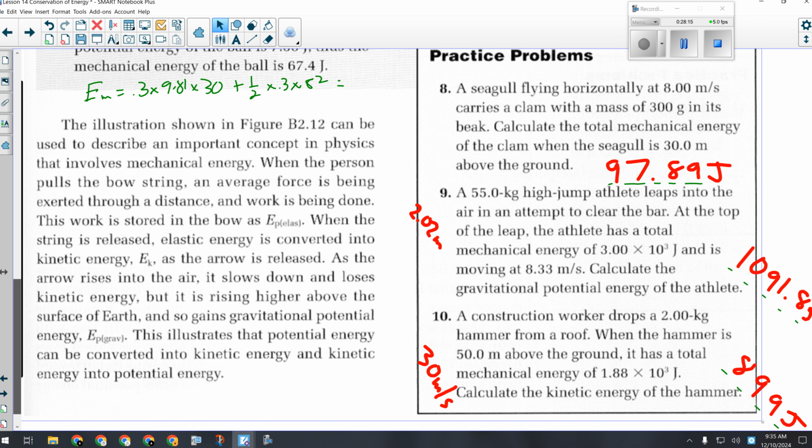Now the other two, they give you the mechanical energy. And you have to calculate either the potential or the kinetic, using this formula that we were just talking about.